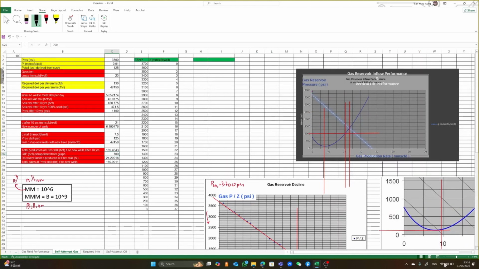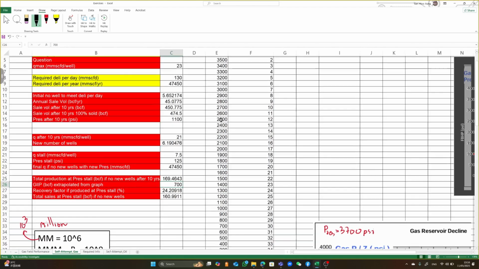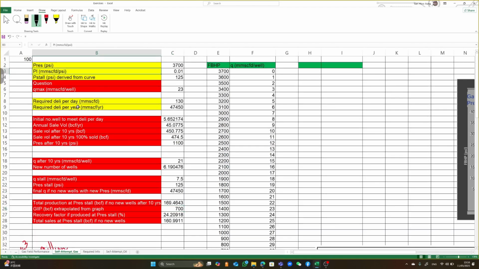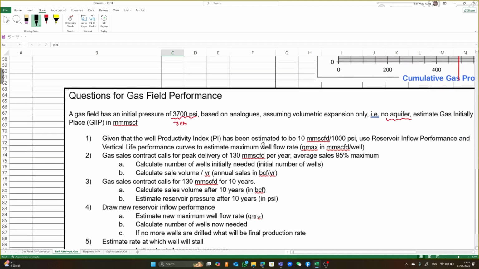Let me zoom in a little bit. I wrote down the productivity index, which is SCFD divided by psi, as given, and 10 divided by 10,000 gives us 10 to the power minus 2, right? So our productivity index is 0.01. So we got this one. So what does it say?